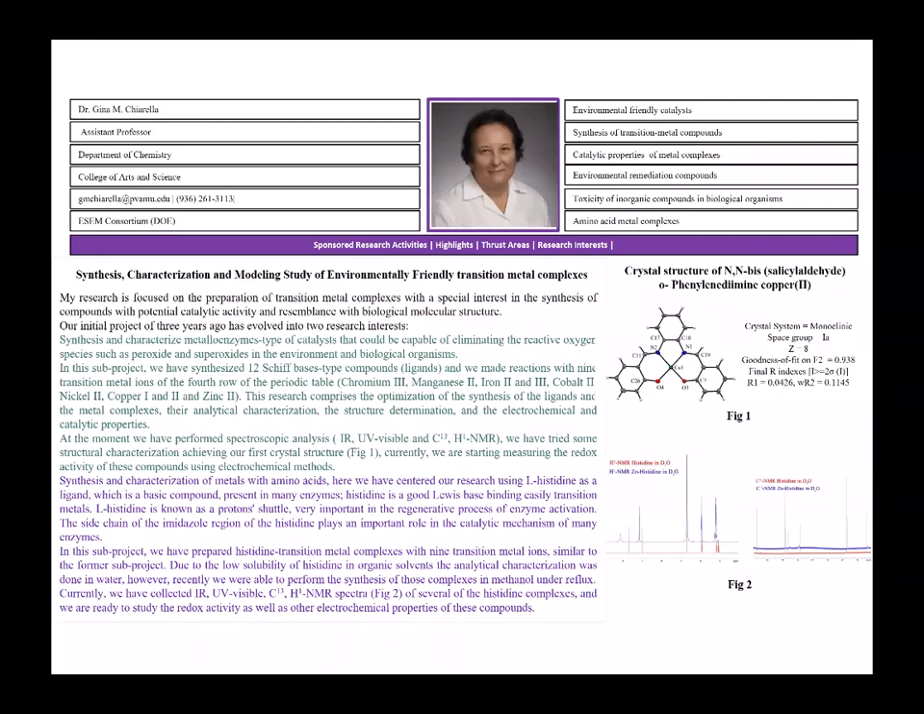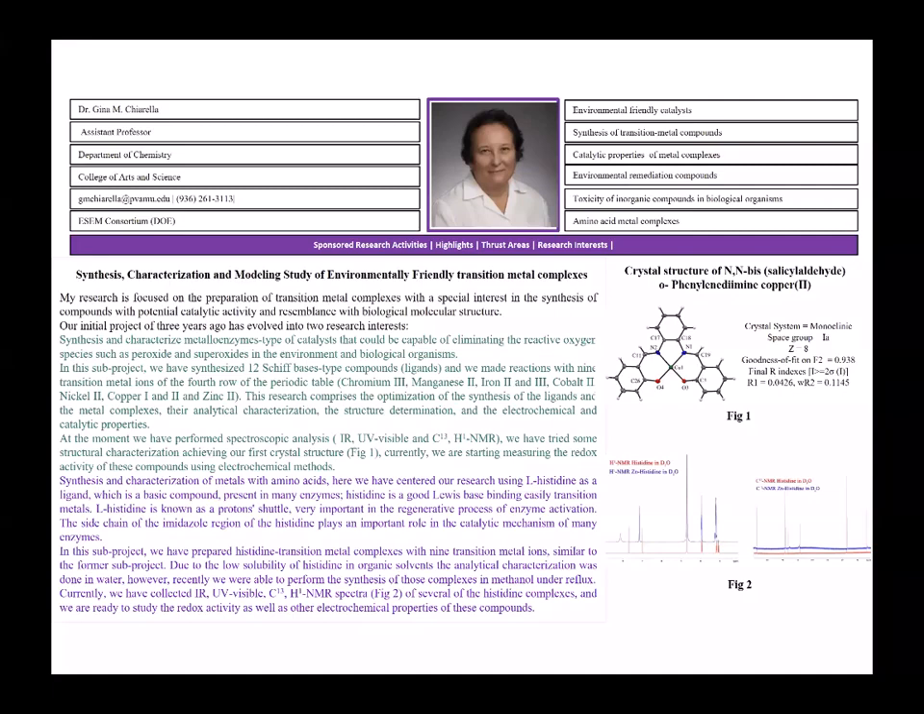I was interested in the ones that were able to eliminate or remove reactive oxygen species from the environment, like superoxides and peroxides, and not only from the environment, but also from biological organisms. With this purpose, I did the synthesis with my students of 12 Schiff base type compounds as ligands and a couple more of non-Schiff base compounds.